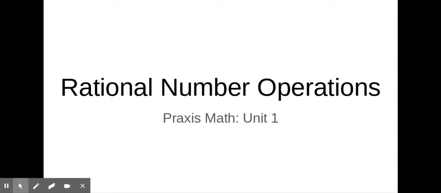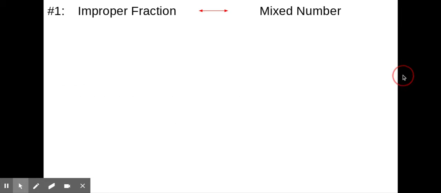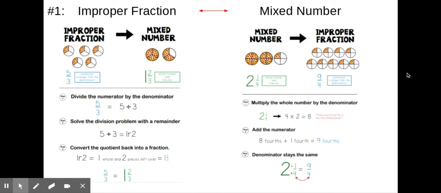Hello, everyone. Today we are going to review rational number operations. The first thing we're going to talk about is going from an improper fraction to a mixed number, or from a mixed number to an improper fraction.